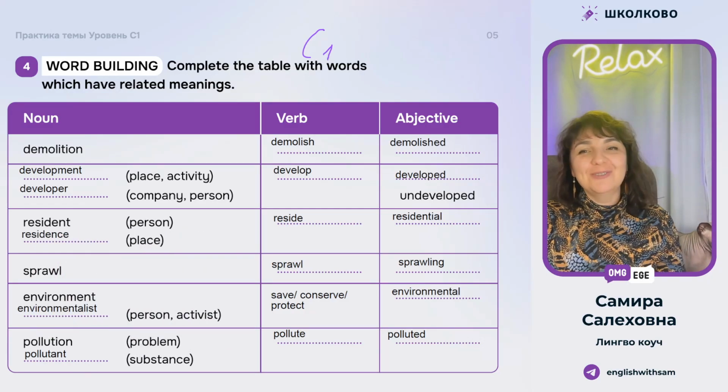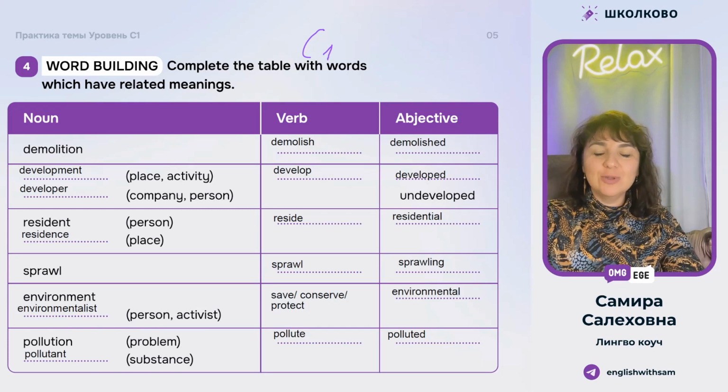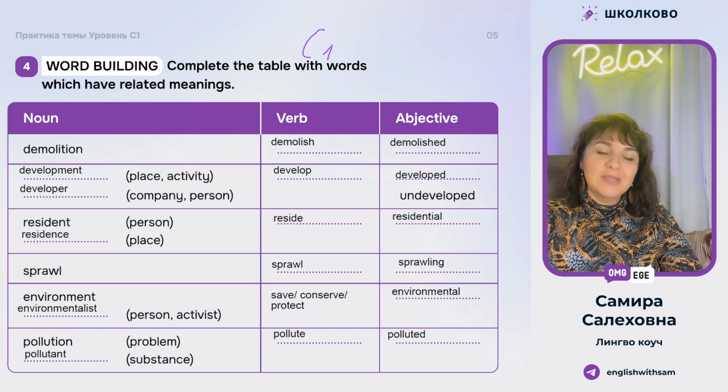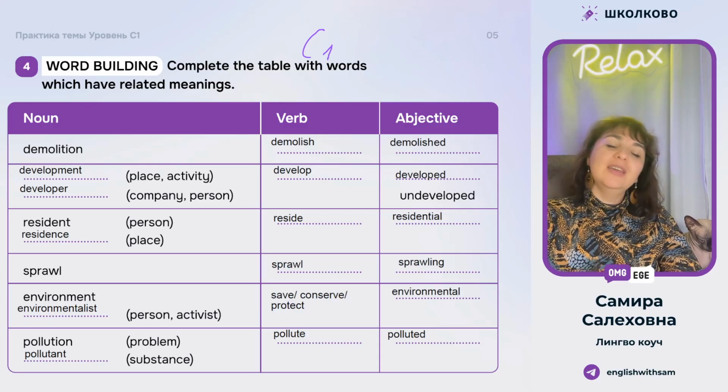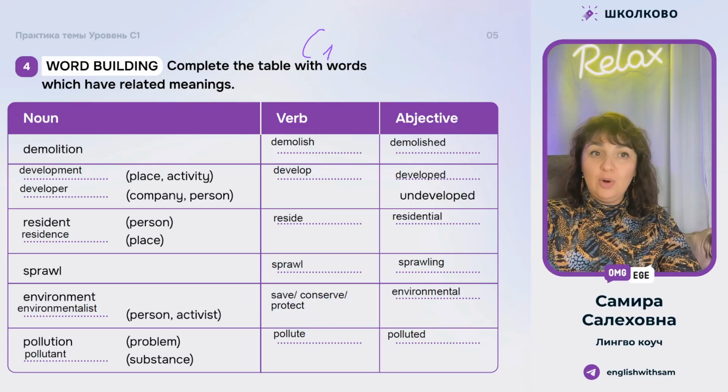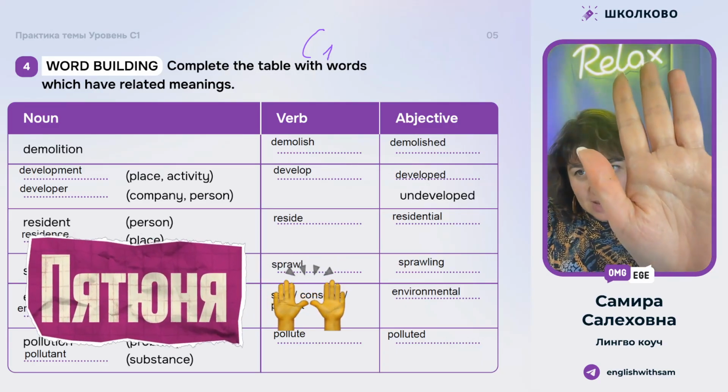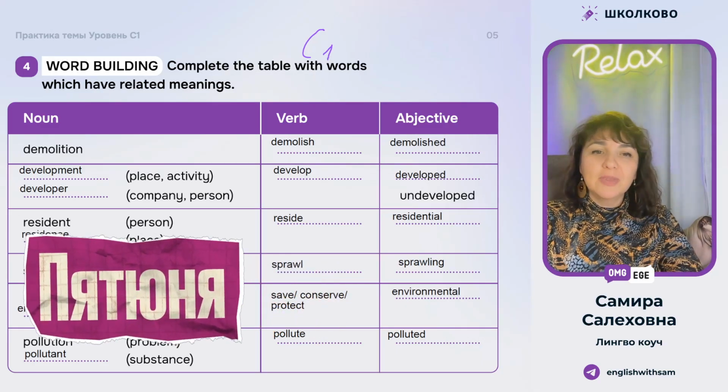Положим на полочку эту информацию. Если нужны какие-то слова, то вы обязательно себе их отметьте, как-то выпишите. Если все было знакомо, просто отлично. Давайте пятюню. Да, словообразование done.